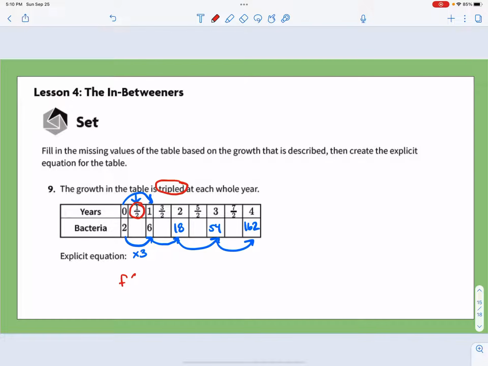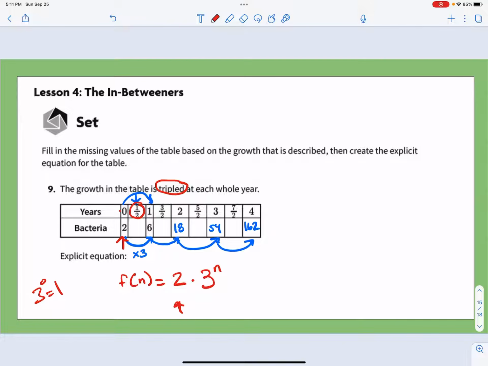For our equation, we're going to say that f of n equals the first number, 2, times 3, because we're multiplying by 3, to the n power. And the reason it's the n power, again, is because 3 to the 0 is equal to 1, and that leaves you with 2. So that's perfect there.